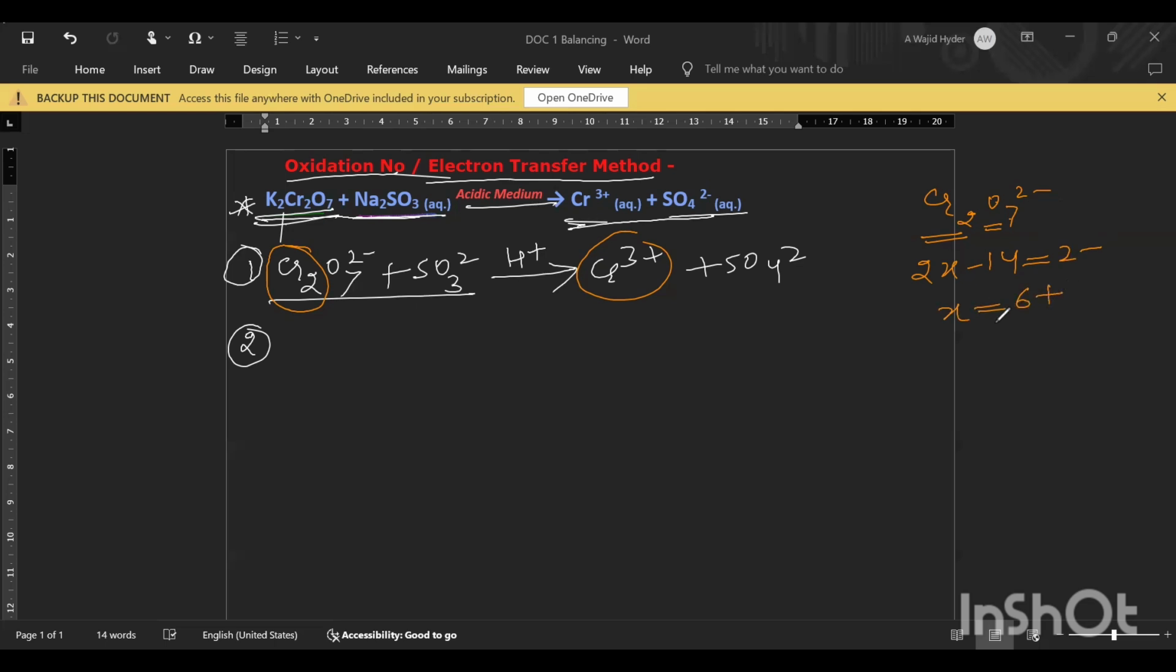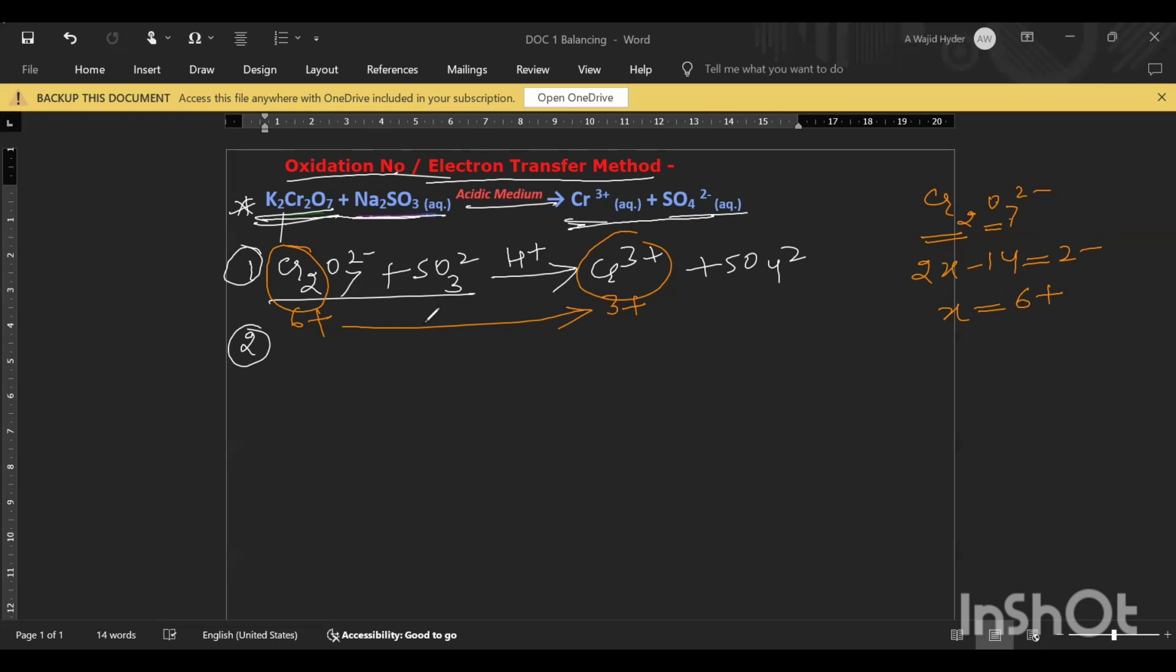So here, what oxidation state is this Cr showing? 6+. And what oxidation state here? Cr is showing 3+. So there is a decrease in oxidation state by 3. Now see the next one.